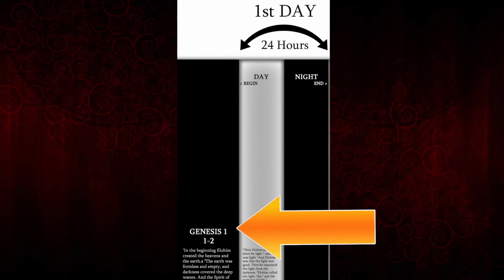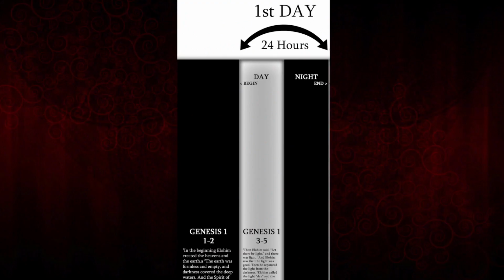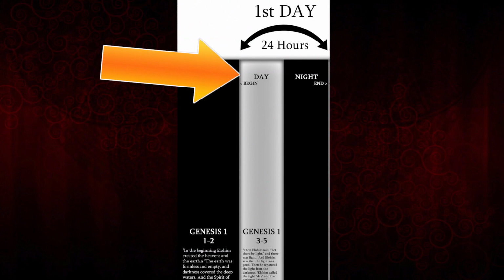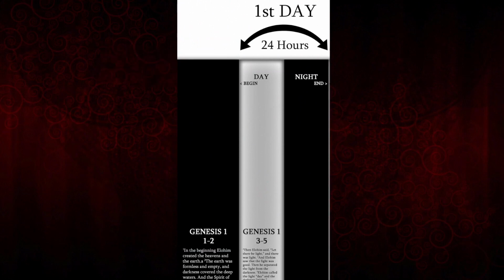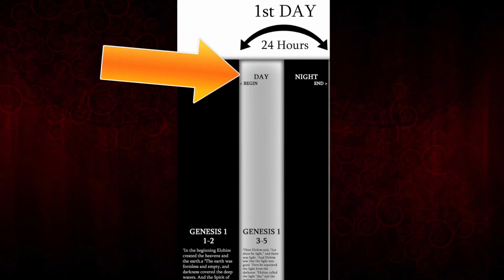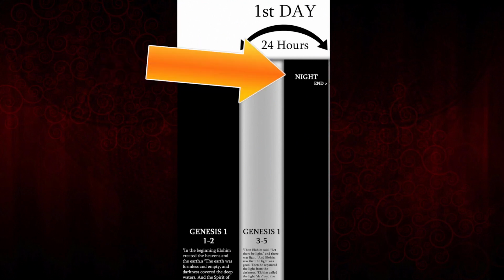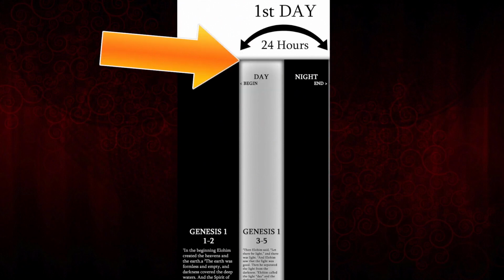And then in verse 3, from verse 3 to verse 5, he said, let there be light. Boom, there was light. That was the first day. So the first thing he created, according to the Bible, is the light. He created light in Genesis chapter 1, verse 3, and he saw that the light was good. So he separated the light from the darkness, and he called the light day, and he called the darkness night. And this was the first day. So that was the first 24-hour period.